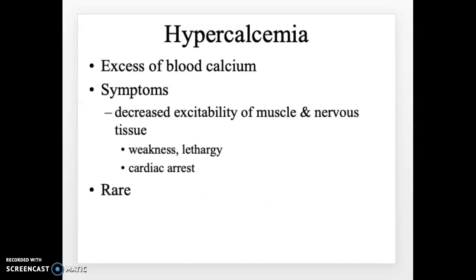Hypercalcemia is excess blood calcium. This results in the opposite, so very unable to be excited, very tired, weak. Your heart quits beating because it needs calcium in order to have contraction. Hypercalcemia is very rare. Why do you think that is?